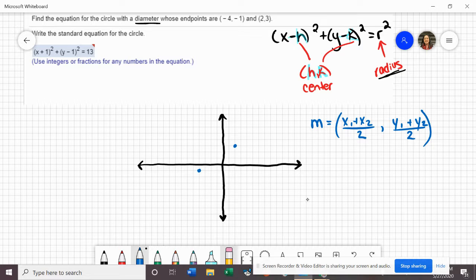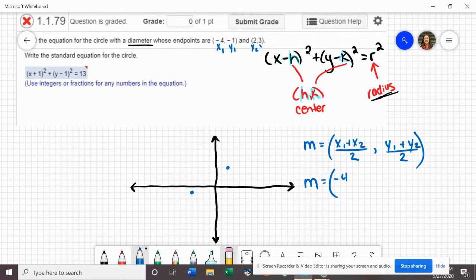So my two points here: my x value was -4 for my x sub 1. Let's label that. This would be my x sub 1. This would be my y sub 1. This would be my x sub 2. And then this would be my y sub 2. So add your two x values together and divide by 2. And then we're going to add those two y values together.